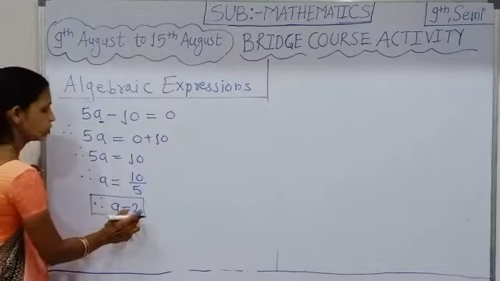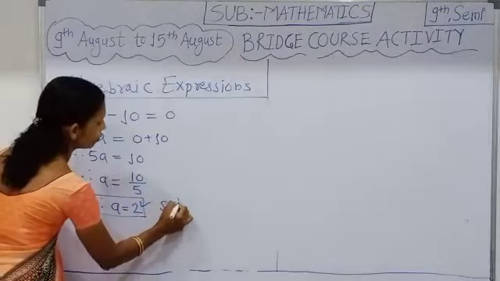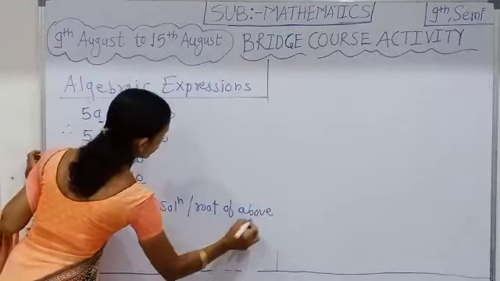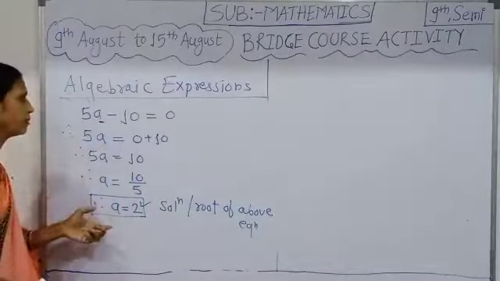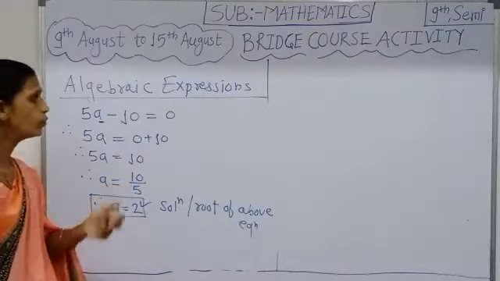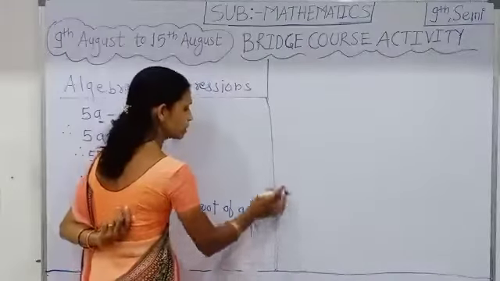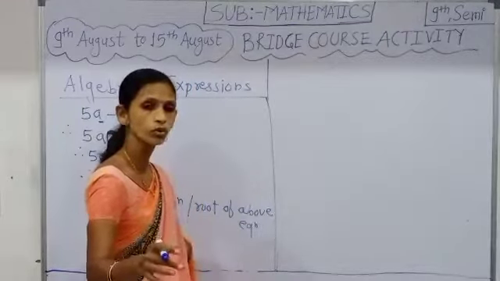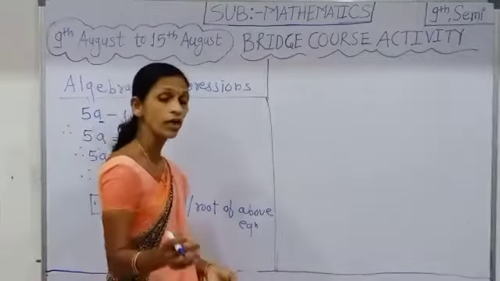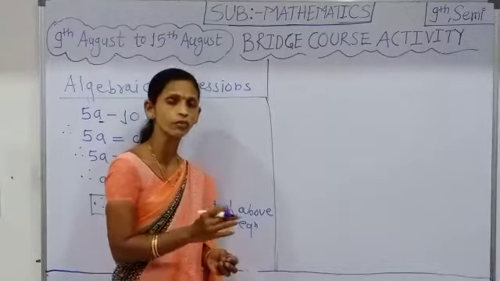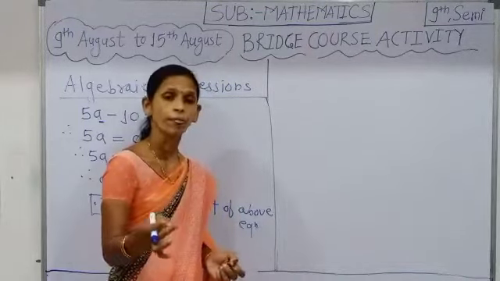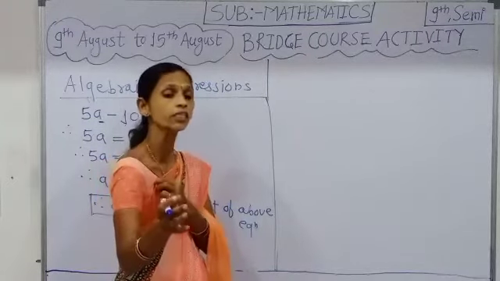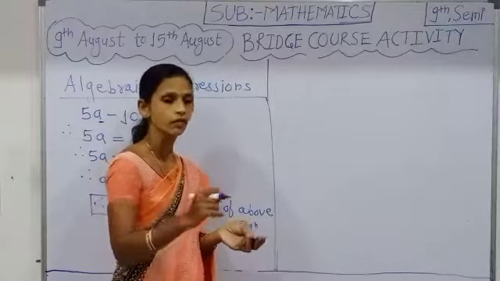Then a is equal to 2. 2 is a solution or root of the above equation. Like that we can solve a few more equations. That means solving an equation means to find out the roots of that equation, and finding out the roots of that equation means to find out the value of the variable given in the equation which can satisfy that equation.